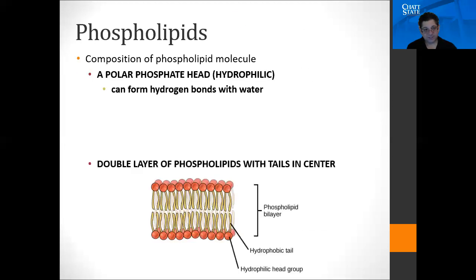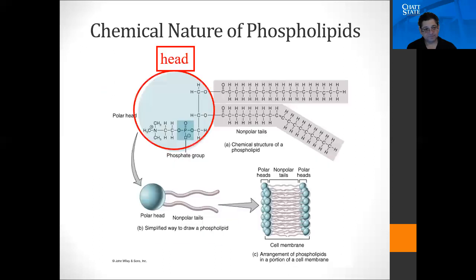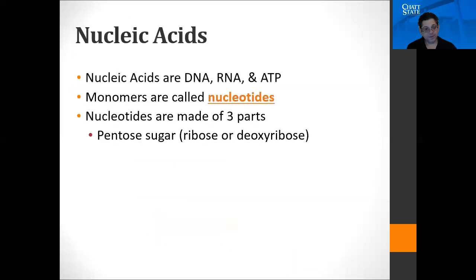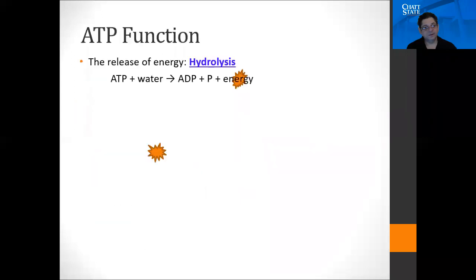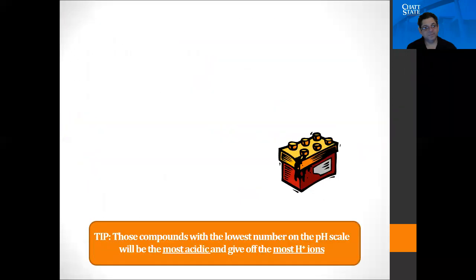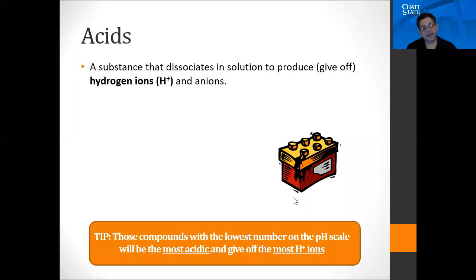Last part will be the acids and bases. Like I said, just look at that video for the acid and base review. Let's get down to that area there. The highlights for acids would be that they give off hydrogen ions. So the lower you are on the pH scale, the more hydrogen ions you give off.